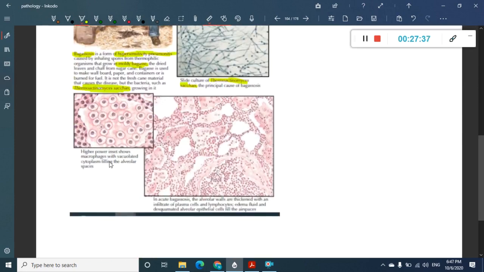Yeah, this is what is important here in the high power microscopy. See, this is the alveoli. Along the alveolar wall, see, this is the alveoli, right? This is one more alveoli. So this is one, this is the alveoli. Along the alveolar wall, this alveolar wall is thickened, and in this alveolar wall you are seeing this infiltrate, right? So alveolar wall infiltrates are present.